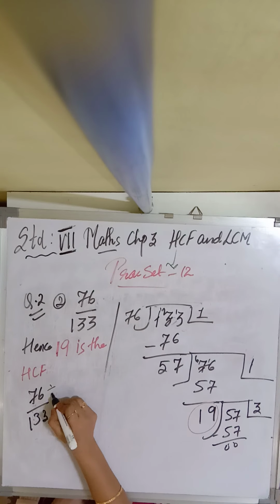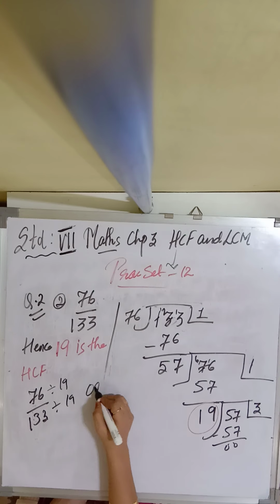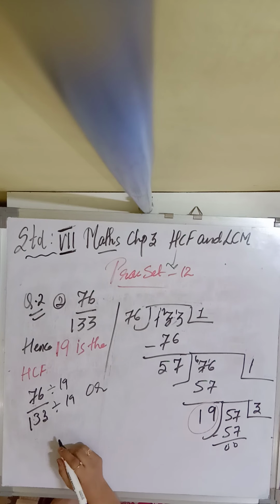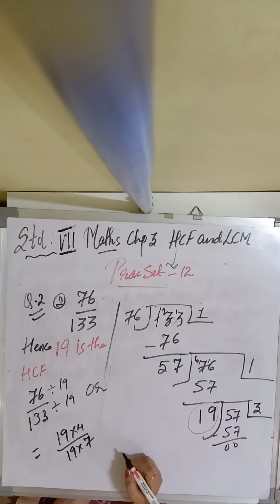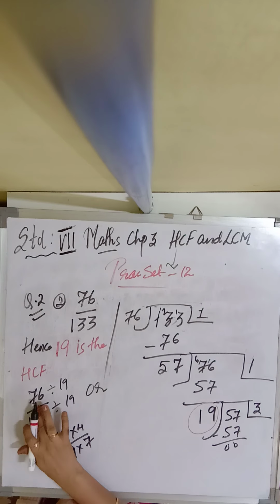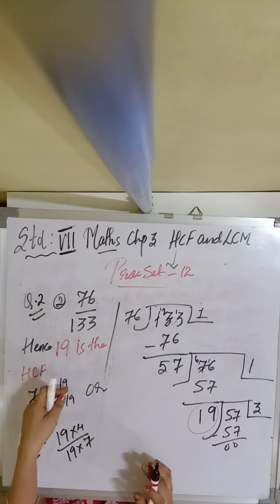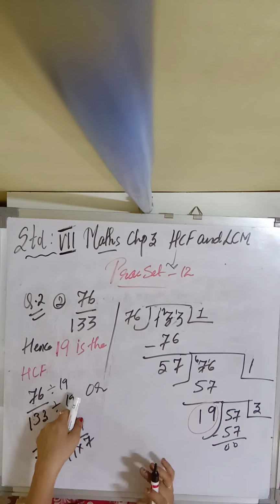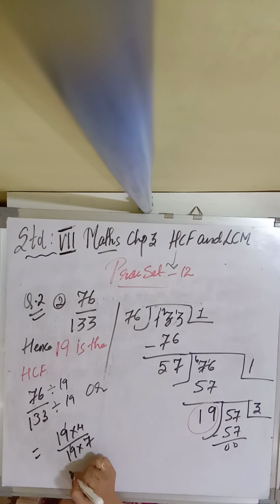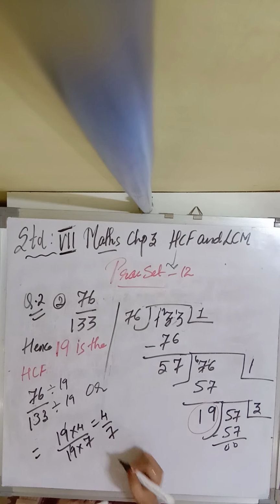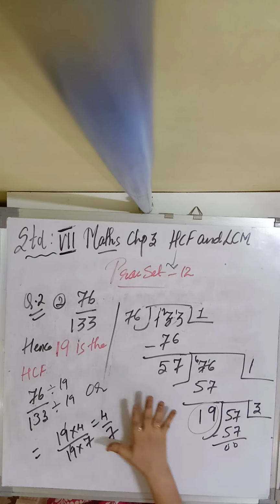Now either you divide by 19, or you can also write this 76. We know that 19 fours are 76. This is equal to 19 into 4 upon 19 sevens are 133. So directly you can write 76 as 19 fours and 133 as 19 sevens, or else if you divide 76 by 19 and 133 by 19, then also you will get the same answer. So 19 goes, and the answer is 4 upon 7. Okay children, so 4 upon 7 is the simplest form of this fraction.